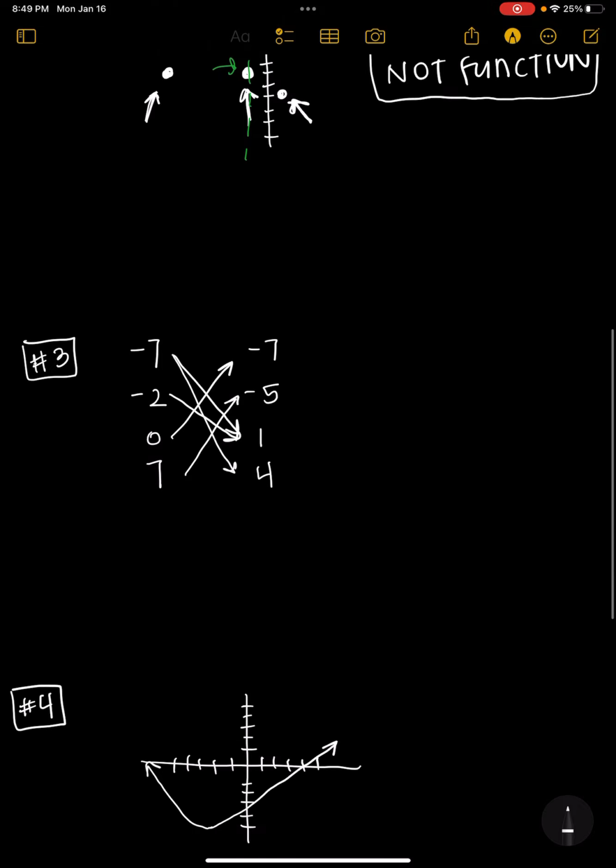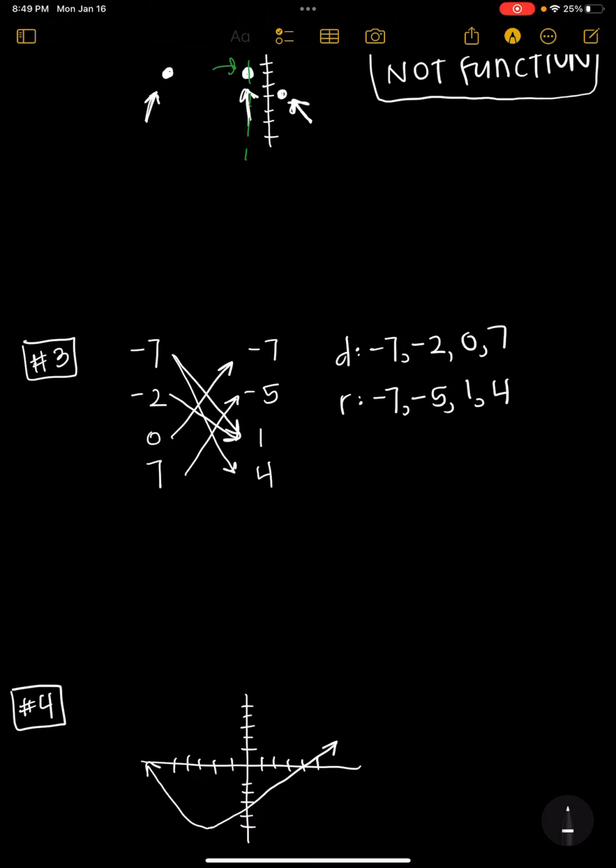Now let's look at the third example. In the third example, it actually tells you the domain and range, and so that makes it really easy. Your domain's on the left side, which would be -7, -2, 0, and 7. And then your range would be on the right side, which is -7, -5, 1, and 4.